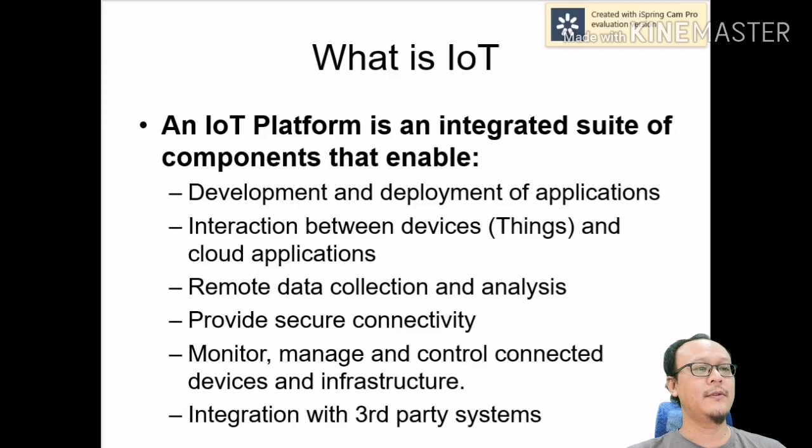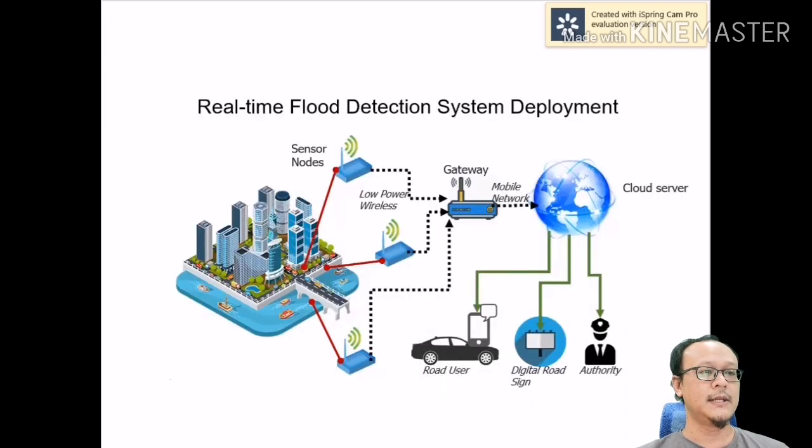An IoT platform is an integrated suite of components that enable development and deployment of applications, and interaction between devices, things, and cloud applications. For example, this diagram is a real-time flood detection system deployment. Basically, we have sensors that we put at the drainage, at the sewer and river, so that we can detect, for example, floods.